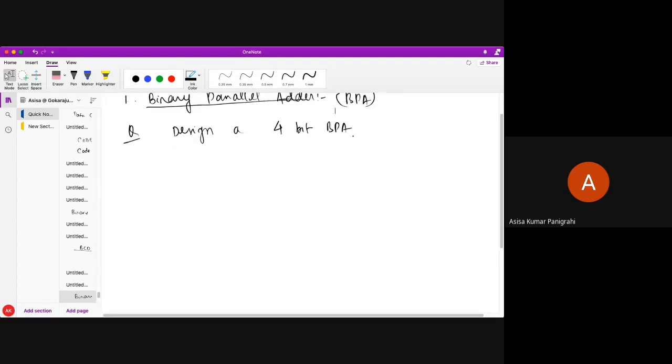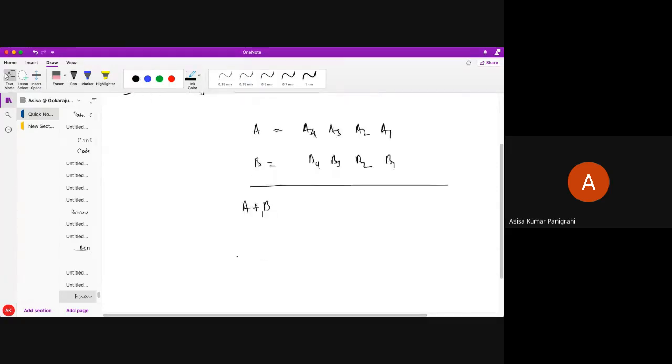If you are not understanding, please unmute and ask me, students. So what is the meaning of a 4-bit BPA? Let's say A is 4 bits, A4, A3, A2, A1, and B is B4, B3, B2, B1. I need to add A plus B. For example, A will be 1001 and B will be 1110.